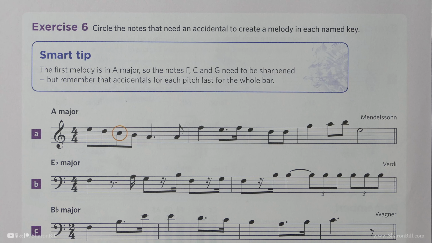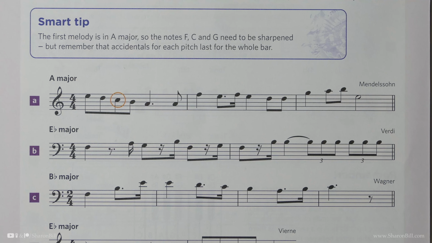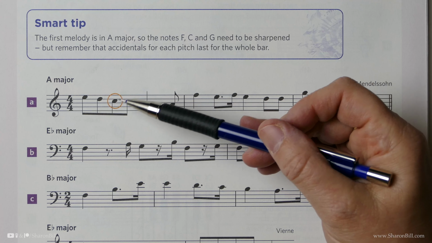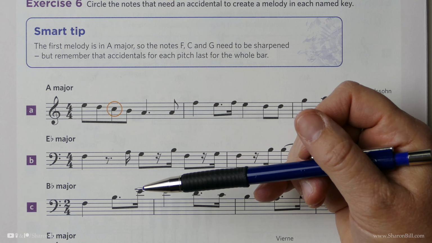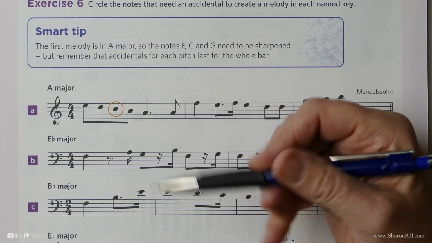Let's now move on to the Grade 2 Discovering Music Theory, page 28. This is exercise 6 on the topic of key signatures and major scales. Before us we have some scales that have neither key signature nor accidentals, and so these are not going to be correct. We're asked to circle notes that will need to be either sharpened or flattened in relationship to the key signature that they belong to.